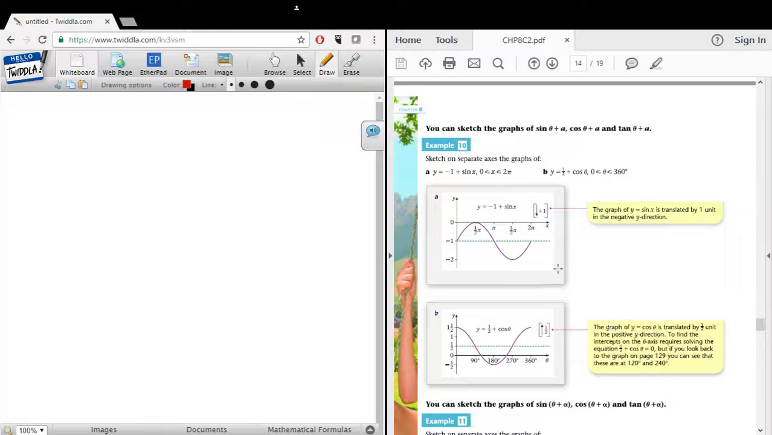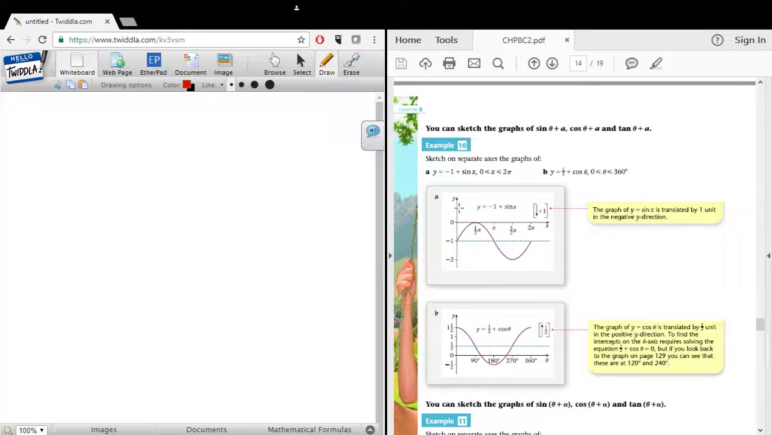And so here you can see that we have some addition, so sine theta plus a, cos theta plus a, and tan theta plus a. And you can see we have -1 here. So what's happened is that it's been shifted down, one unit in the negative y direction.